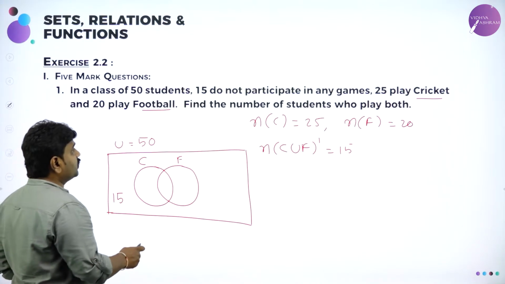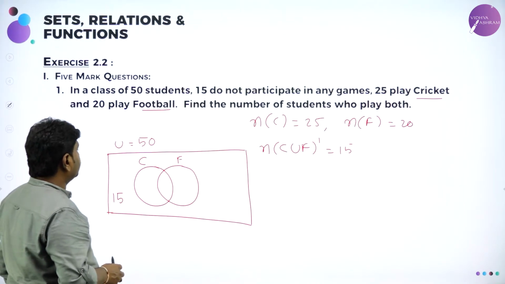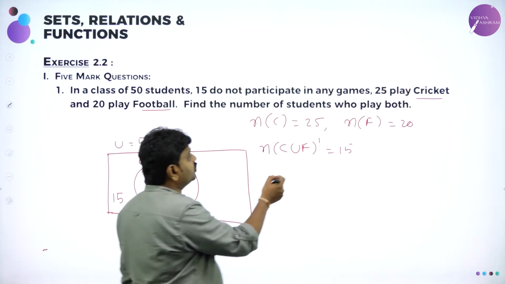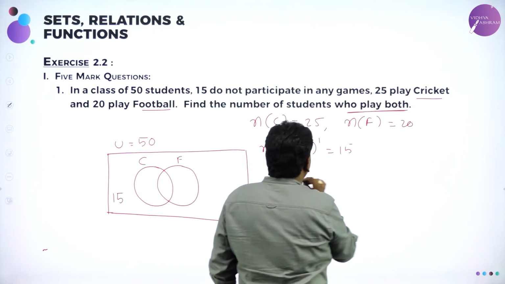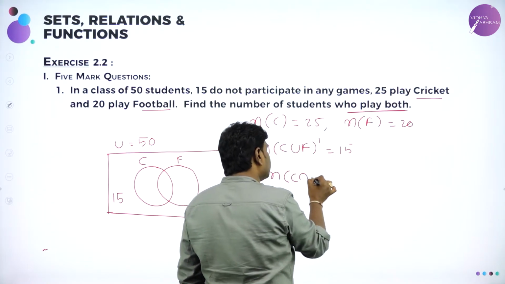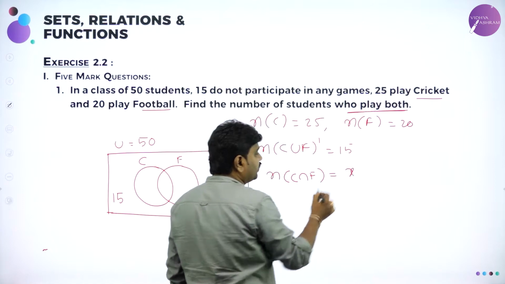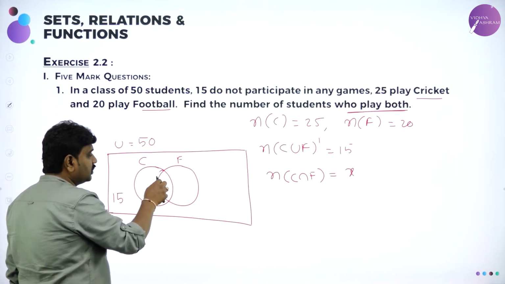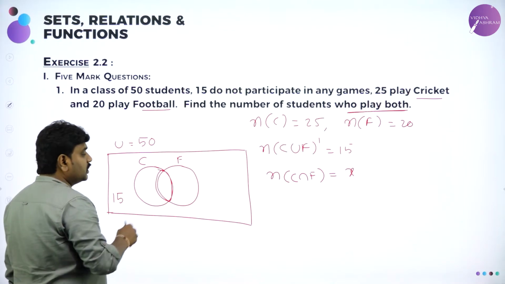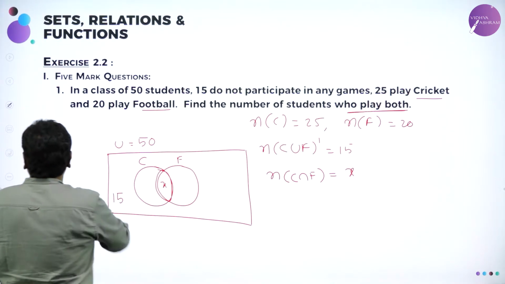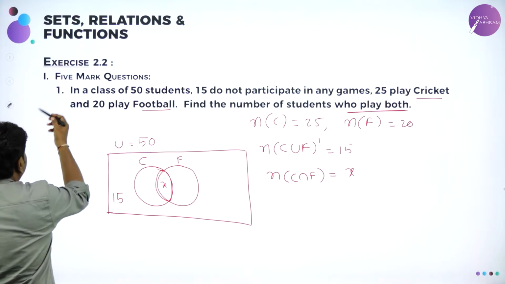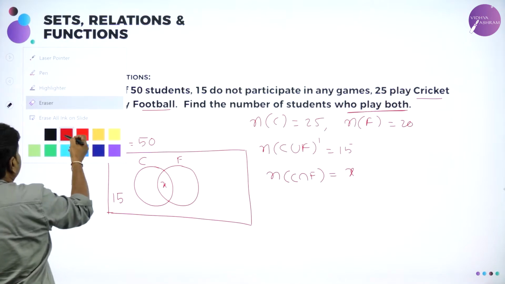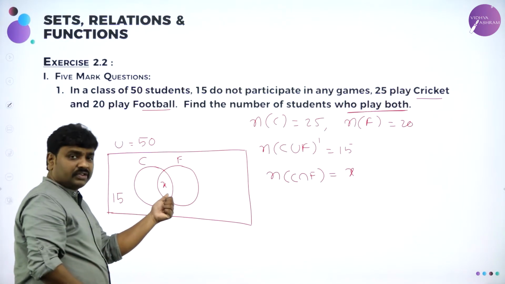Now they give 25 play cricket, meaning the first circle is 25. But how many play both? Both we don't know. Both means intersection. This is unknown, we call it X. In the Venn diagram, this part is common to both. So X will be here, in the common part. All of you know this is the intersection region. X, we need to find this.